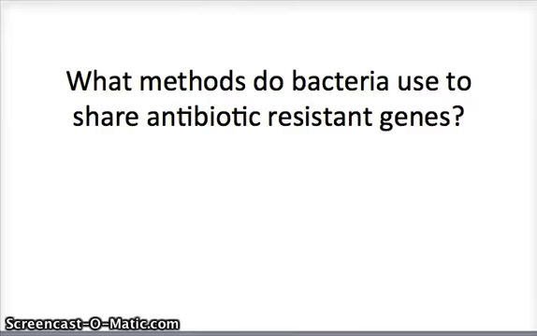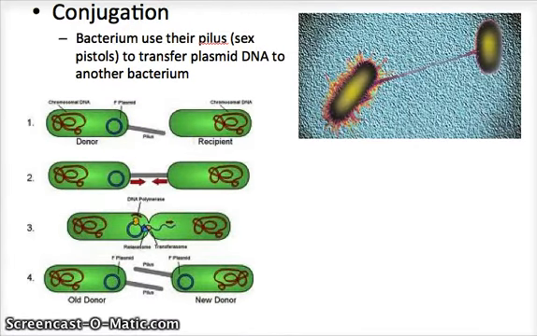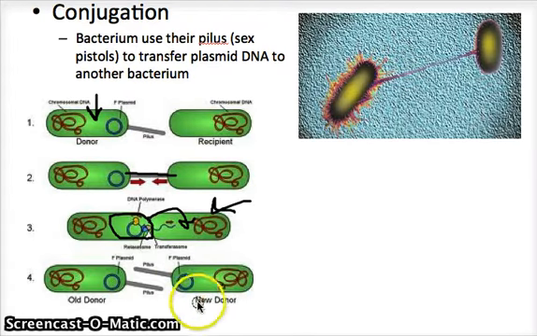Alright, now we have the methods that bacteria use to share antibiotic resistance genes. You all remember the first one, conjugation. That's where we use our sex pili, where it connects, and it's a one-way transfer of the plasmid. So this plasmid right here will get copied and put into this cell. This donor would have been maybe resistant to penicillin, and now this cell will be resistant to penicillin because they have the plasmid that made it resistant. So that's conjugation.